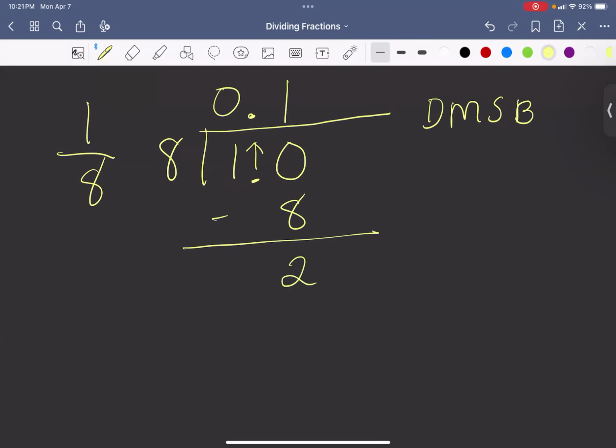I want to keep dividing. So what do I need to do? I need to add a 0. Put the 0, bring it down. 8 into 20, so I'm dividing. 20 divided by 8 is 2. Now I can multiply. 2 times 8 is 16. 20 minus 16 is 4.